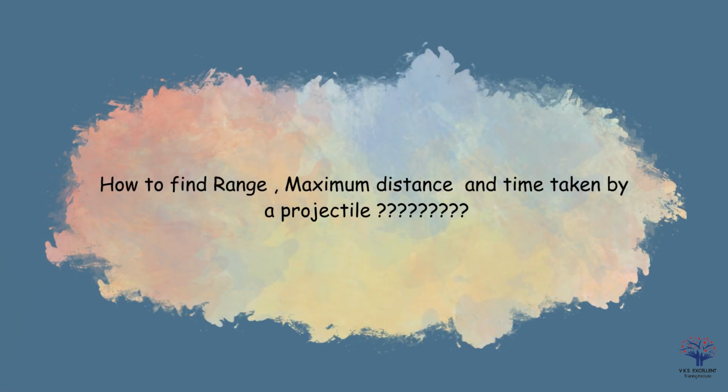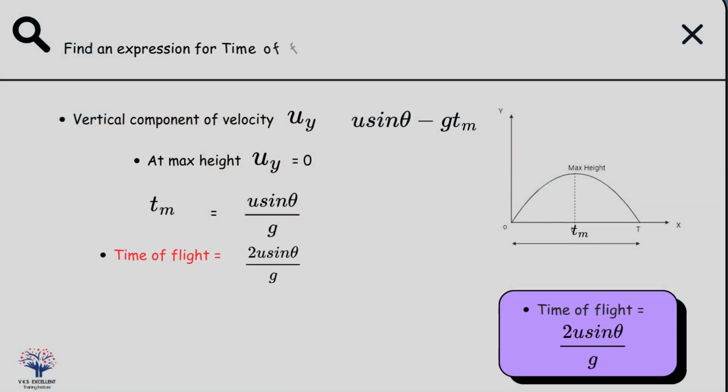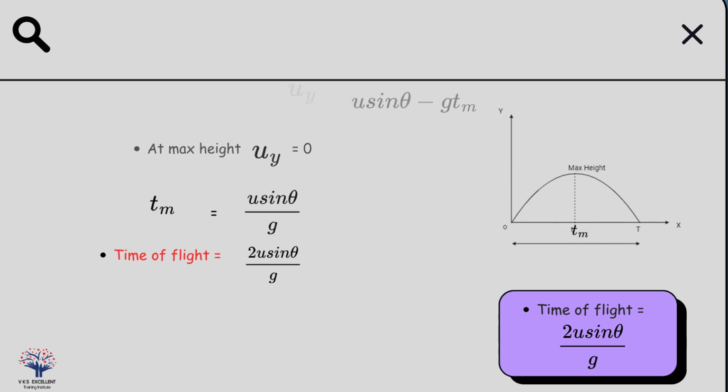How to find range, maximum height, and time taken by a projectile. Time of flight. Vertical component of velocity, uy equals u sin theta minus gt. At maximum height, uy equals 0, so time to reach maximum height, tm, equals u sin theta divided by g. Time of flight is the time taken to complete the entire projectile motion, so time of flight equals 2 times tm, which equals 2u sin theta divided by g.